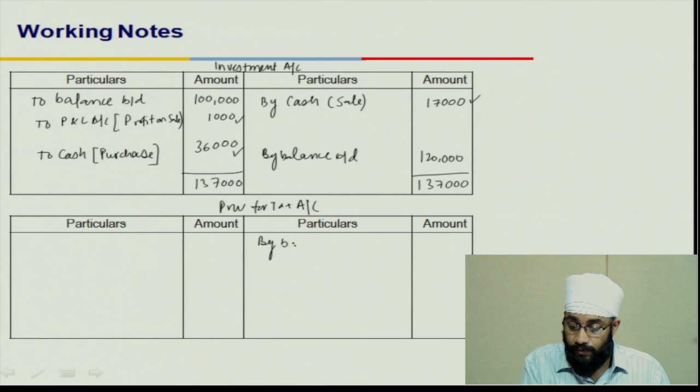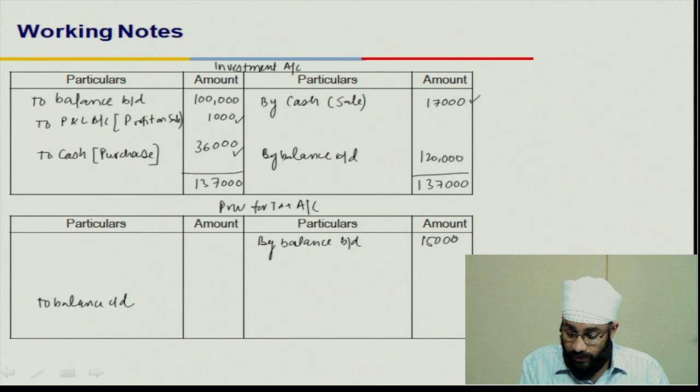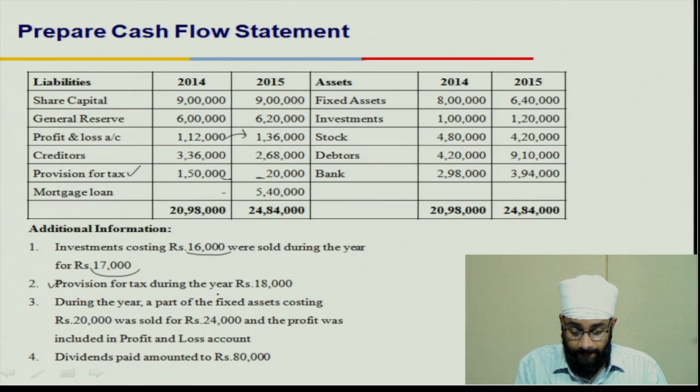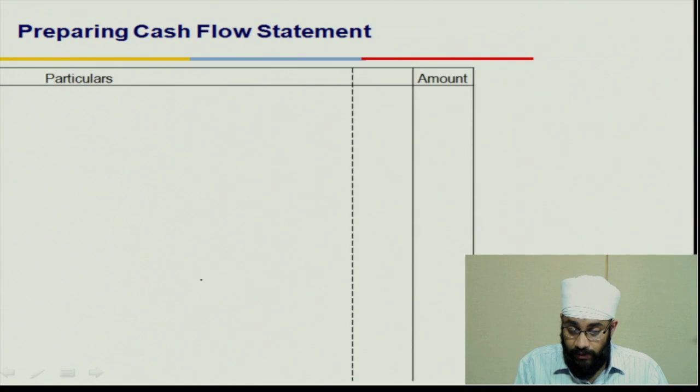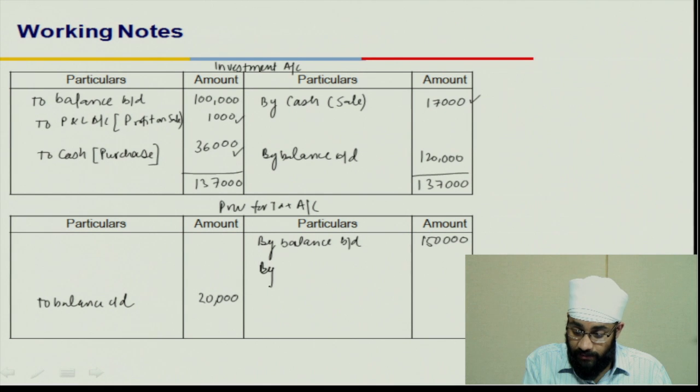So as always, we prepare the provision for tax account. So you have opening balance of 150,000 and closing balance of only 20,000. Now the adjustment given to you is provision for tax 18,000 during the year. That means in the income statement you included 18,000 as provision for tax. So we are going to go to the credit side of provision for tax account and say this is the provision created during the year.